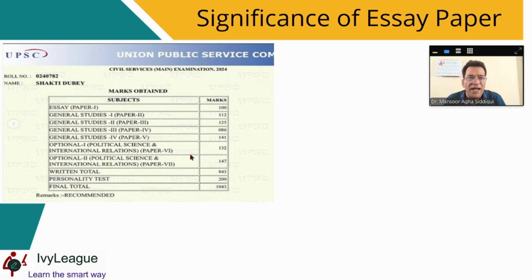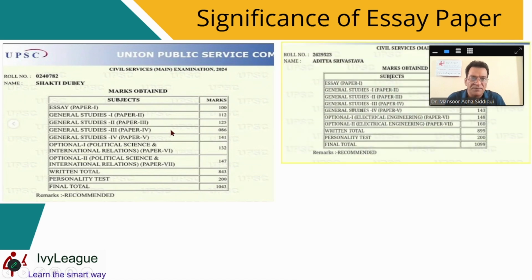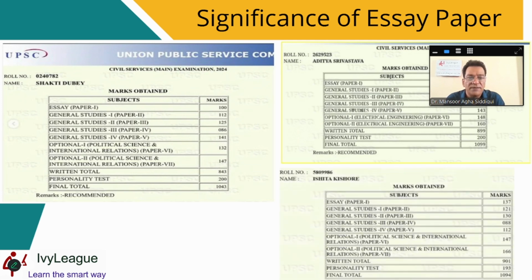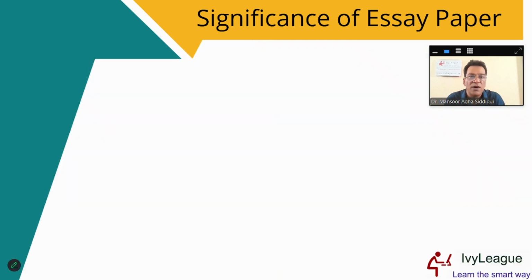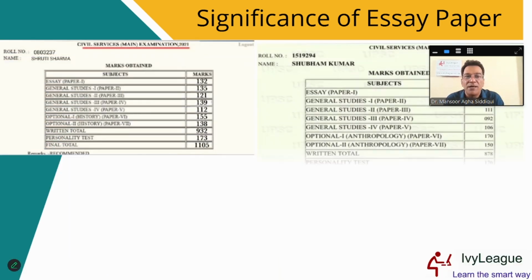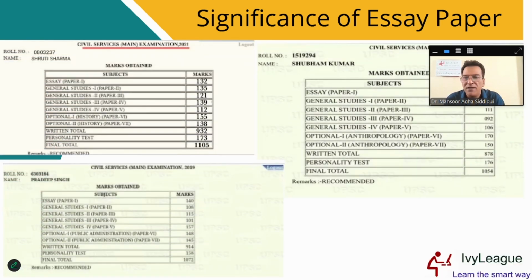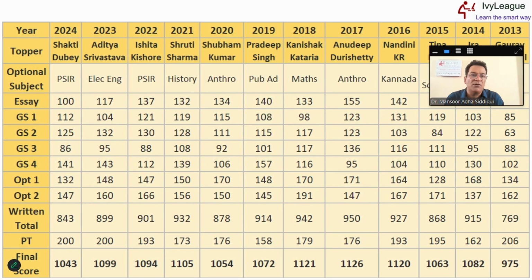So we looked at all the scores which toppers in the last 12 years have received. We had the score of Shakti Dubey, who was the last topper. Then there was Aditya Srivastav in the year before that, which is 2023. Then 2022, 2021, 2020, 2019, and the previous years. And based upon that, we went in for collating all of that.